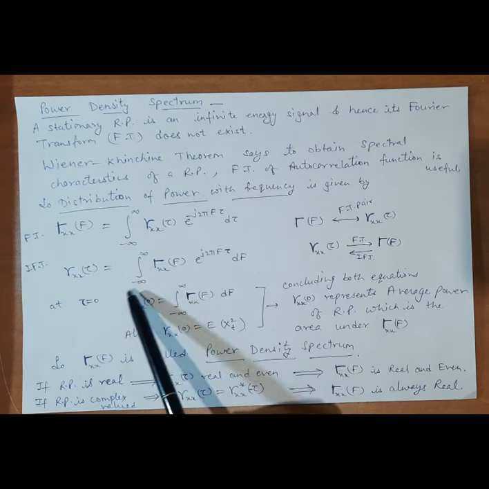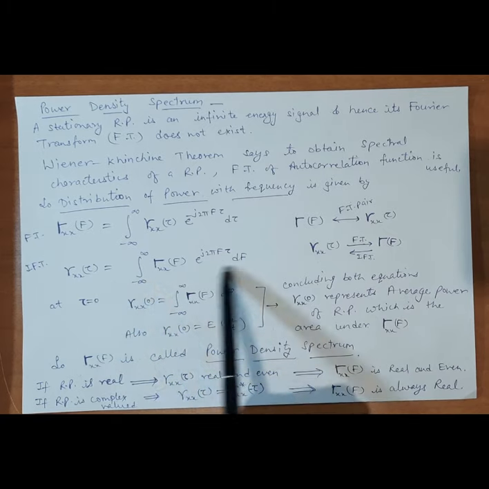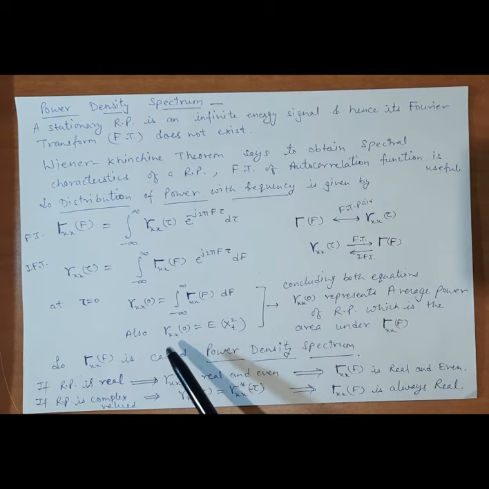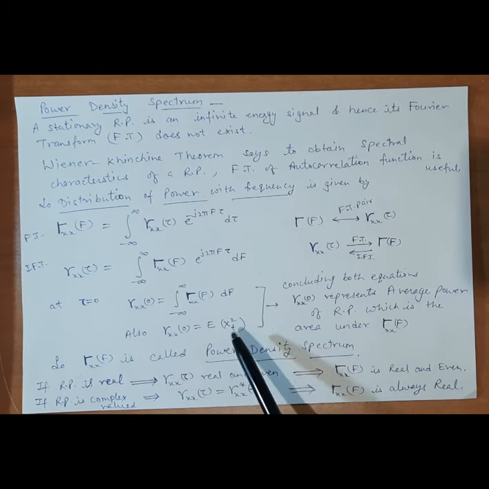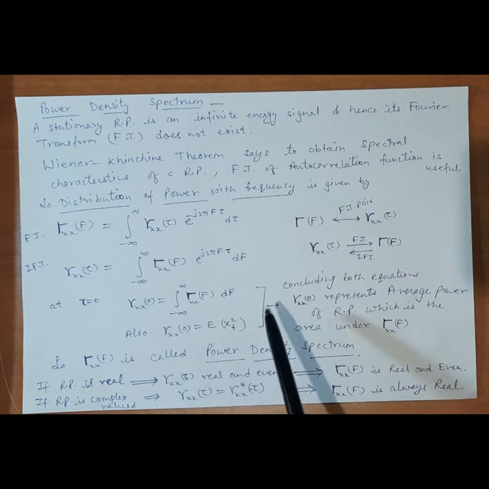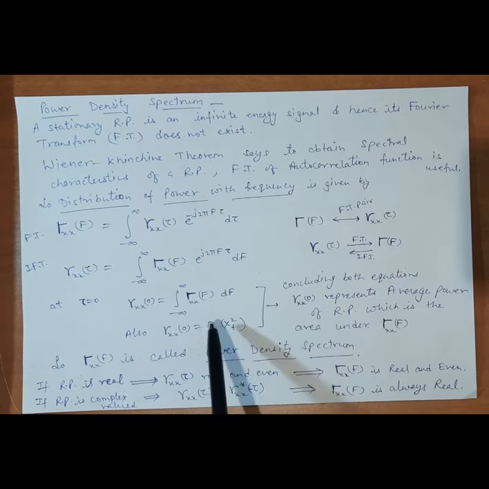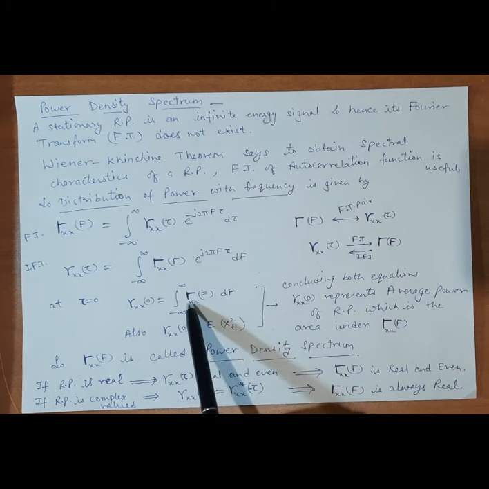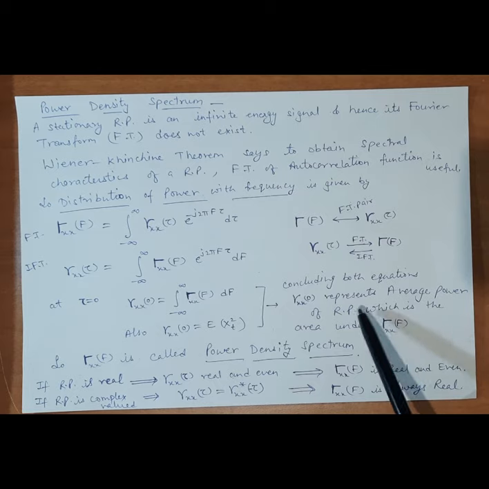So when tau equals 0, this equation becomes this one, because the exponent is 0. And we know from the property of autocorrelation that gamma xx(0) is equal to E of x squared(t), which we did in the previous video. Concluding both these cases, we find that it represents the mean or average power of the random process X, and this represents the area under the function gamma xx(F). So both are the same, representing the average power of the random process, which is nothing but the area under gamma xx(F). So gamma xx(F) can be represented as the power density spectrum.